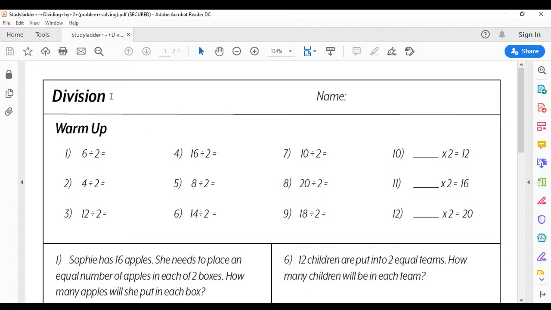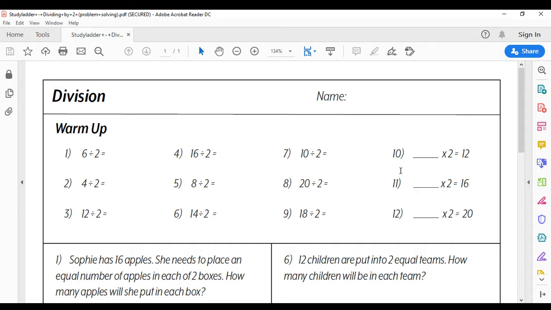So division here means to divide. If you divide something, that means you have a whole, and you're splitting it up into a number of groups. Today we're going to be specifically practicing dividing into two. As you can see, this symbol over here means divide, and we have the number two. So we're going to be practicing dividing a number into two equal parts.